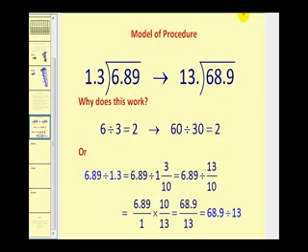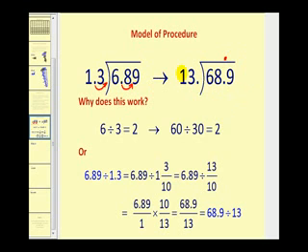So what this rule is telling us to do is, if we have a division problem like this, this divisor must be a whole number. So we can move the decimal point to the right once, as long as you do the same to the dividend, so moving this between the 8 and the 9. So the division problem we'll perform is 68.9 divided by 13. We'll move this decimal point straight up and then divide as we normally do.